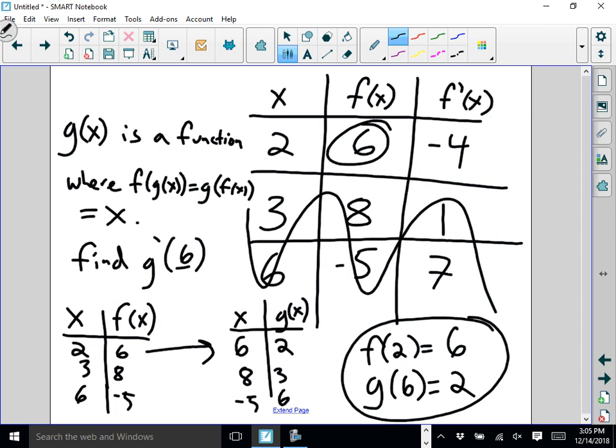So g'(6) is actually going to be the inverse of f'(2). Remember I said the x values don't match up, right? The x value of 6 on g corresponds to the y value of 6 on f. So our actual answer here is the reciprocal of negative 4. So our answer, g'(6), should equal -1/4.